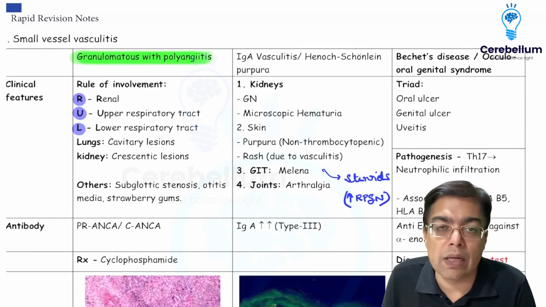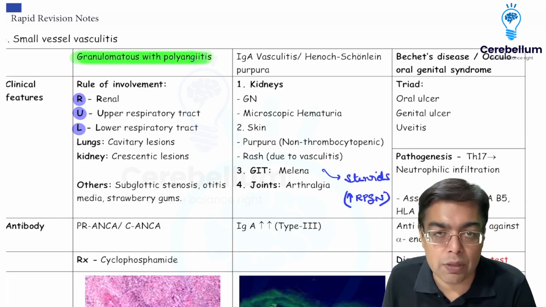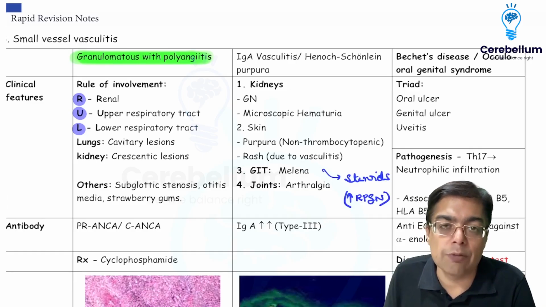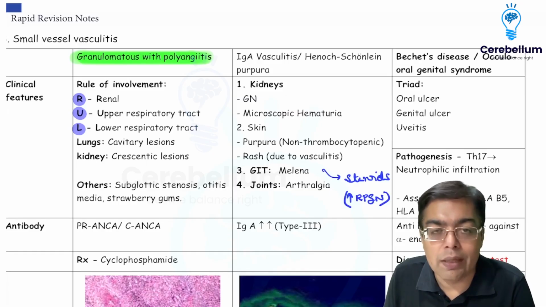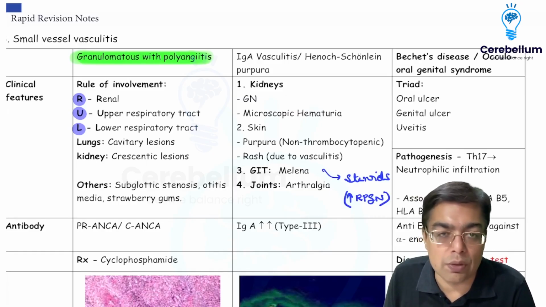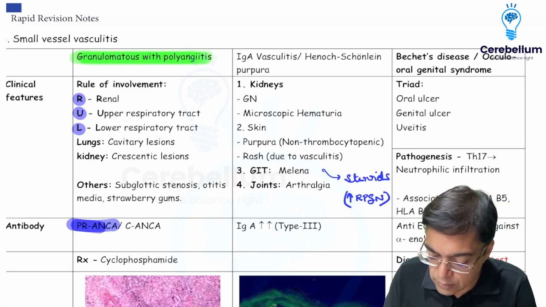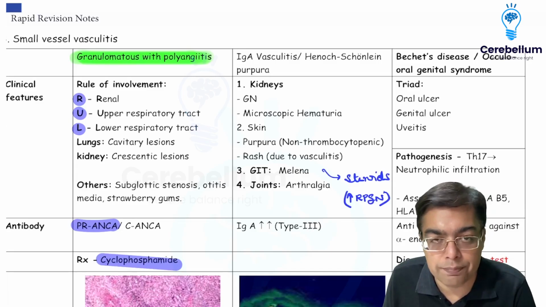Because of which patients are having presence of cavitary lesion in their lungs. They are having a high risk of development of glomerular inflammation, which can even progress to crescentic glomerulonephritis. ENT involvement can be seen in the patients in the form of otitis media, strawberry gums, and subglottic stenosis. Whenever we are talking about granulomatosis with polyangiitis, diagnosis is done with the help of PR3 ANCA, and these patients have an excellent response to cyclophosphamide administration.